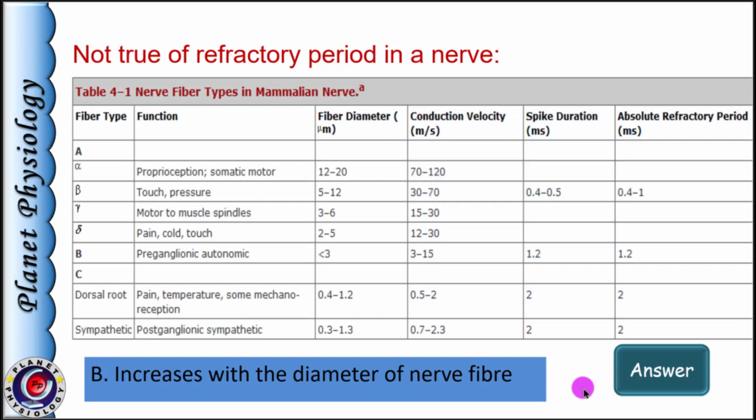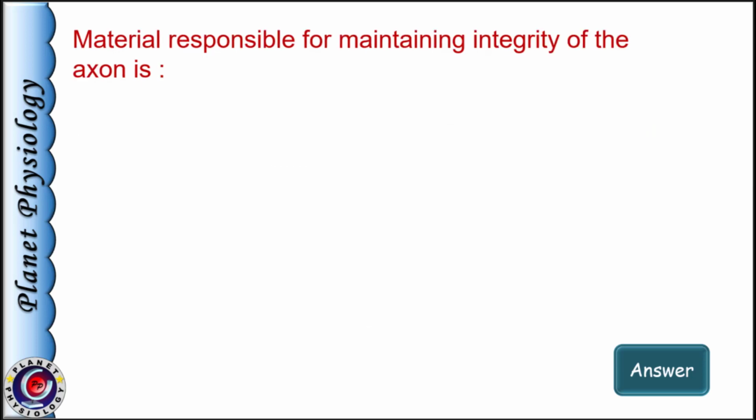If you observe this table, as the diameter of the nerve fiber increases, the spike duration and hence the refractory period decreases. Absolute refractory period for type A fibers is about 0.4 to 1 milliseconds, type B fibers is 1.2 milliseconds and type C fibers is 2 milliseconds. And we know type A fibers are large diameter, B are medium size and C are the small size diameter fibers.